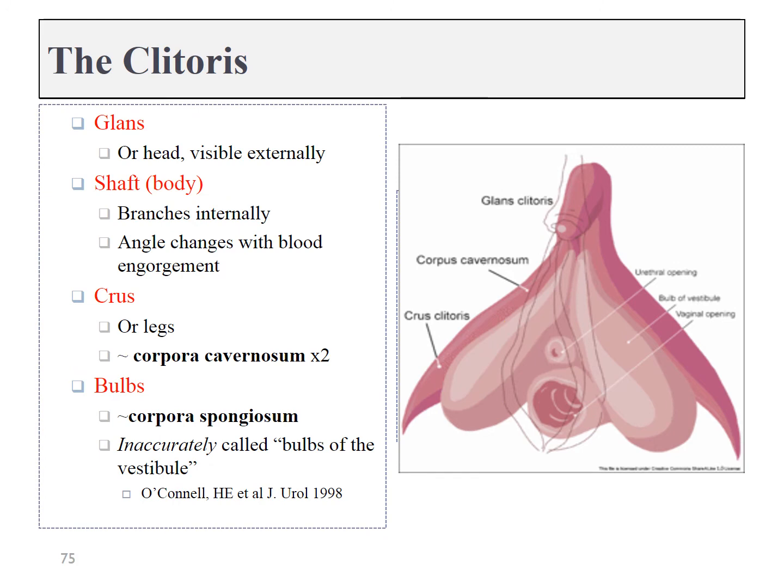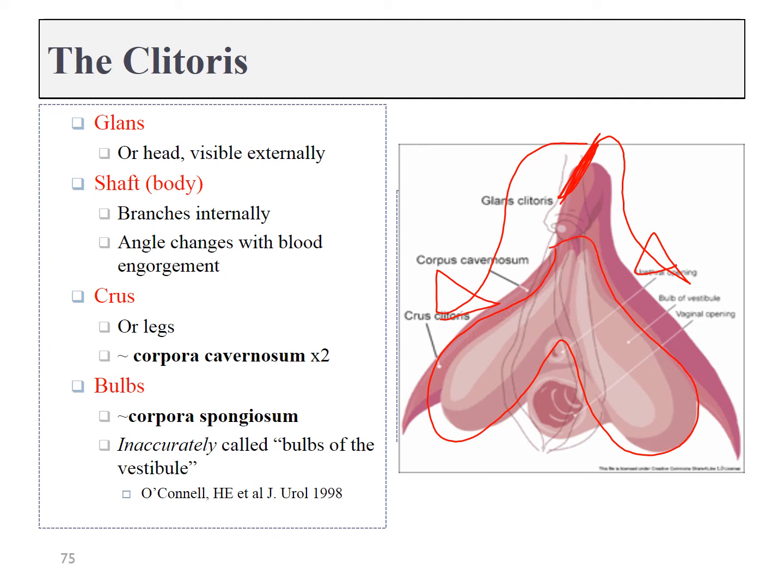The glans, again, is the only visible portion, but then inside the body is a singular shaft, which then extends into a pair of crura. And then there's also a pair of vestibular bulbs here, or clitoral bulbs. These are the homologs of the corpora spongiosa because they border the urethra. These have been called the vestibular bulbs because they line the outer edges of the vestibule, but it's a better name to call them clitoral bulbs because they are erectile tissue and part of the clitoris.